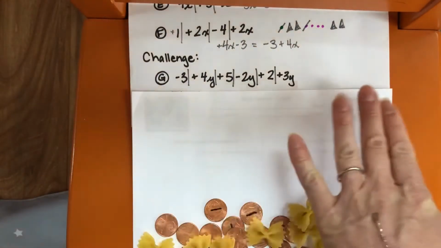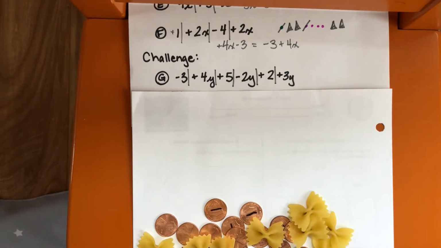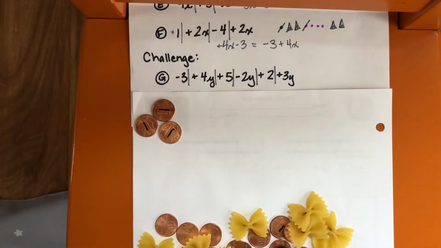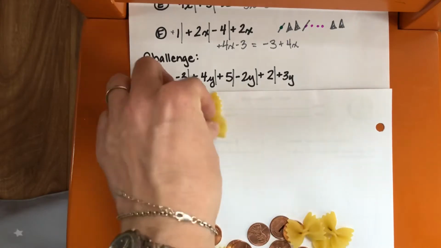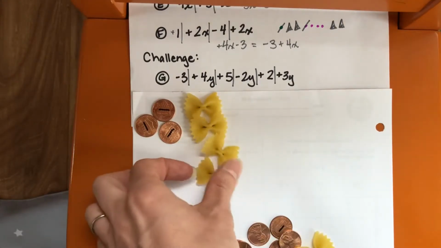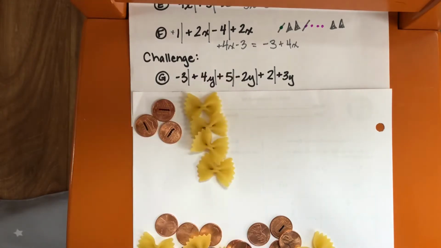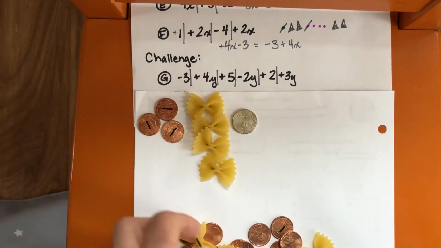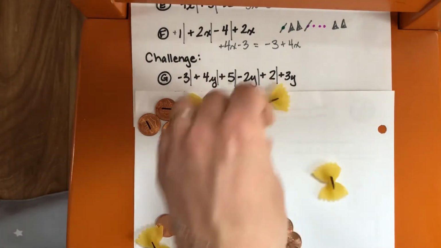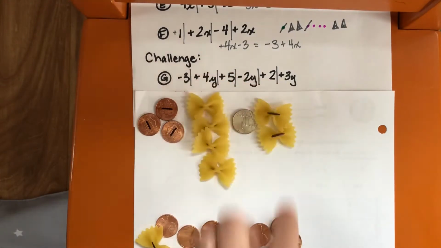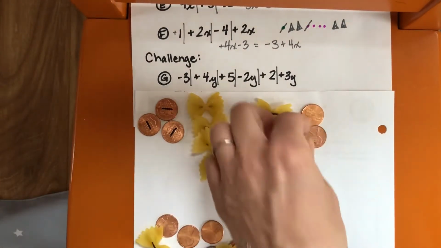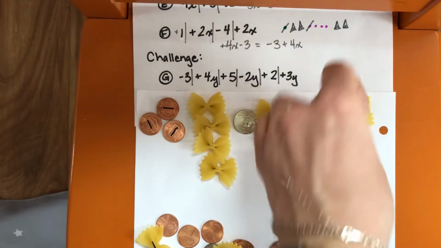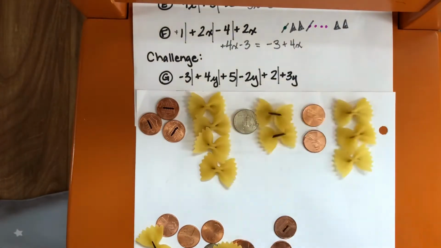So I'm just going to do it exactly as it's set up here, and then I can start putting together things that are alike. 1, 2, 3 negatives is my negative 3. Positive 4y. Positive 5. Thankfully, I've got a nickel here. Negative 2y, or the opposite of 2y. Positive 2. And positive 3y. Okay? So that's what it actually looks like.